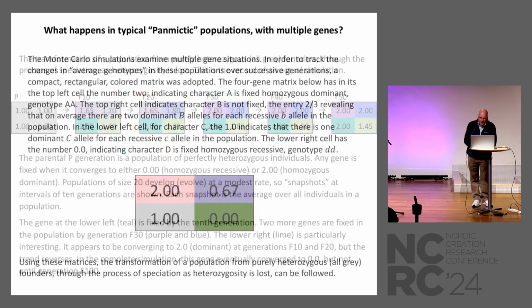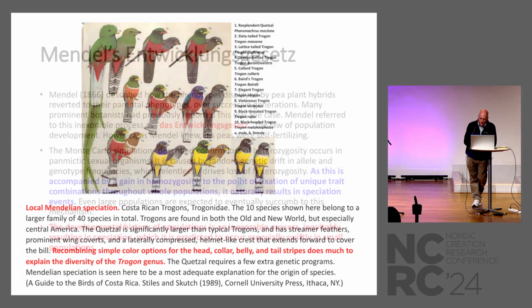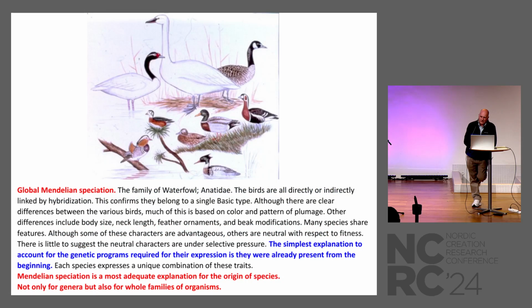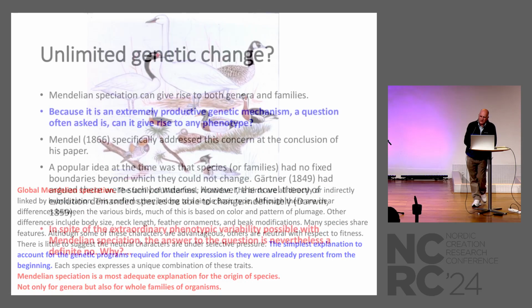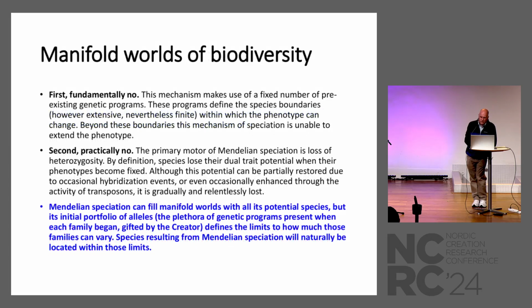Good. Having said all of that, it's easy to see how we can get all of these different trogons. It's easy to see how we can get all of these birds. This is the way we do it. Mendel did ask one question. He said, does this allow us to have unlimited genetic change? The answer to that is definitely no.